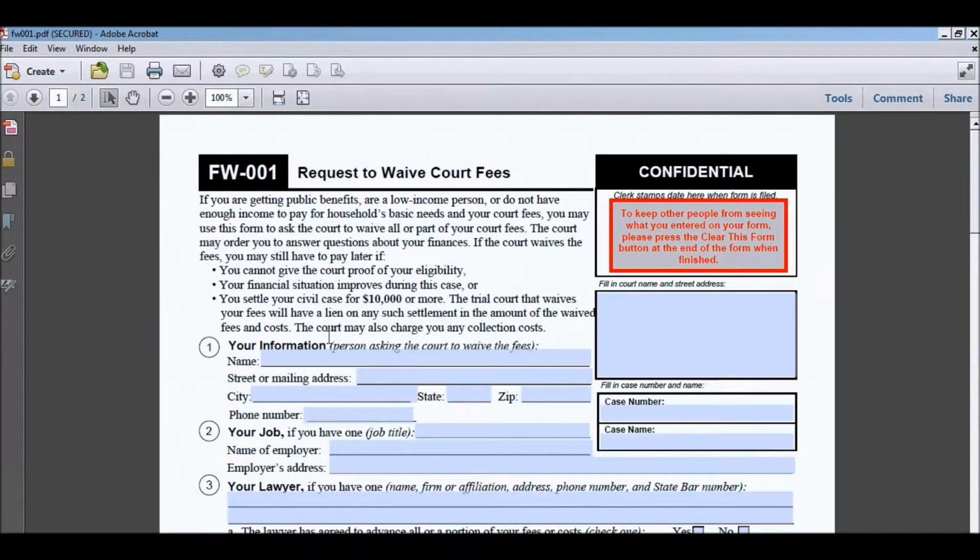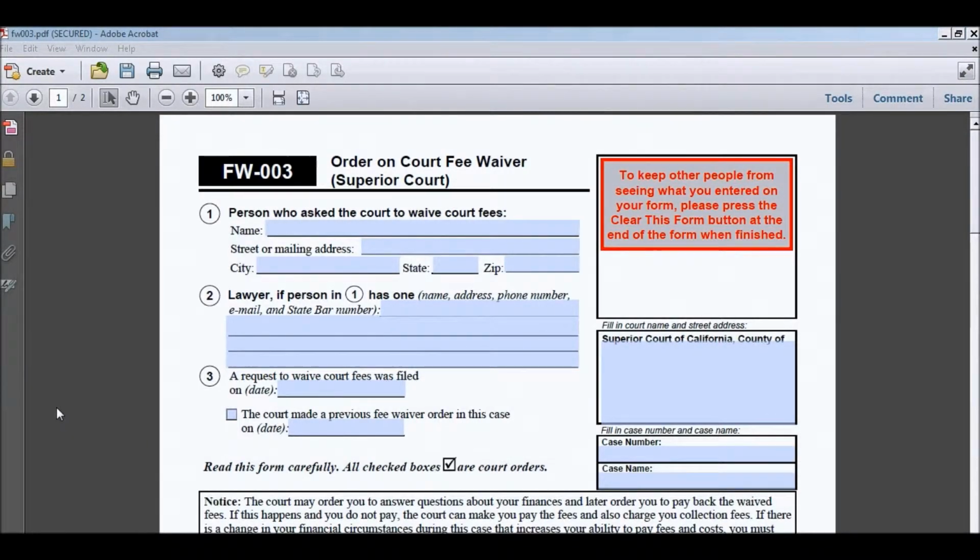So, tell you what, let's go ahead and go on to the FW003. Again, you have to submit the FW001 and the 003 together. So, tell you what, let's go on to the 003. Okay, everybody, so on this section of the video, we're going to go over how to fill in the FW003 form. And the 3 form is Order on Court Fee Waiver.